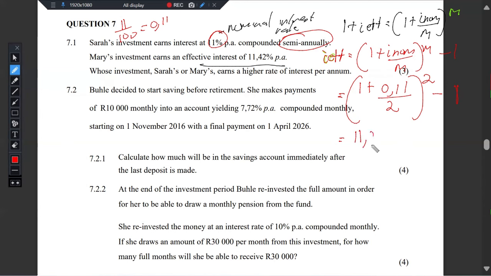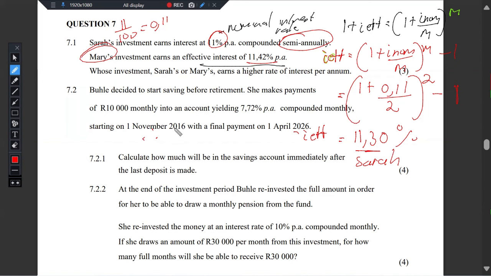You get 11.30, right? So obviously, when you punch it into your calculator, it will give you decimals, which you then need to multiply by 100. So those decimals that you are getting, multiply them by 100, and then immediately round off to 2 decimal places. So now, comparing, this is the effective interest rate for Sarah, but then Mary is earning 11.42%. So now, in converting that, we can still see that Mary has the highest interest rate.